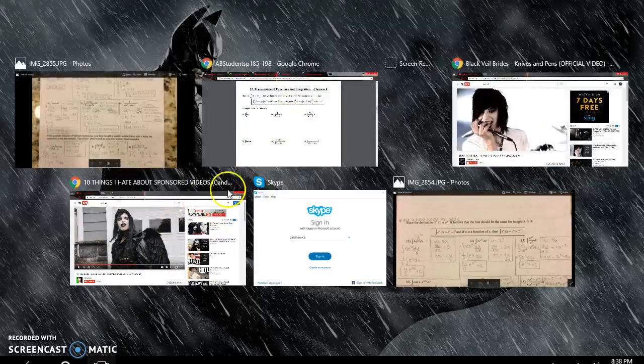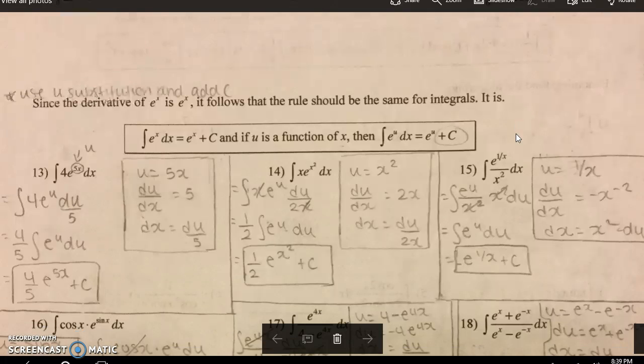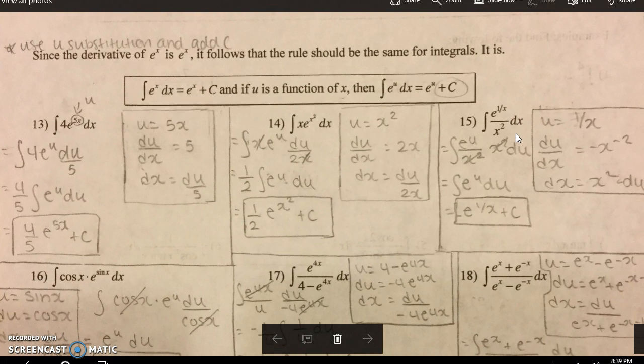So then for this one, here is the integral for e. The derivative of e to the power of x is e to the power of x. It follows the rule that the rule should be the same for integrals. So the integral of e to the power of x dx equals e to the power of x plus c. And if you're using u substitution, then the integral of e to the power of u du equals e to the power of u plus c.